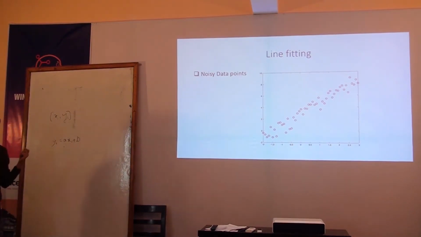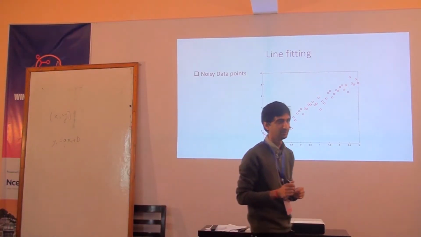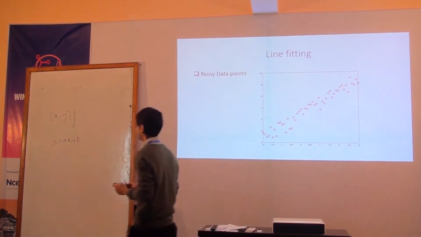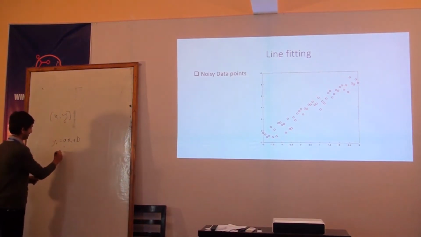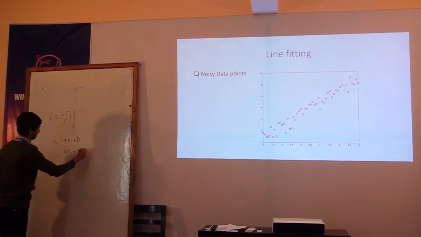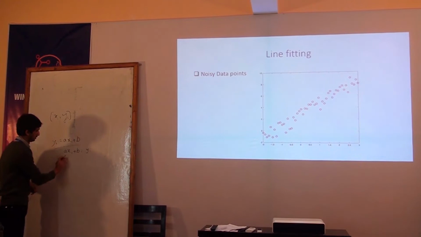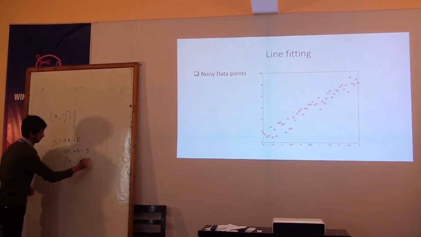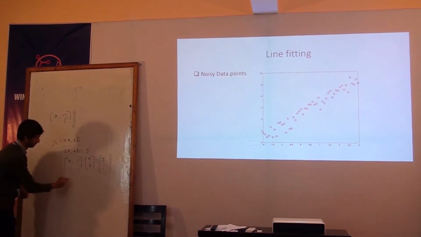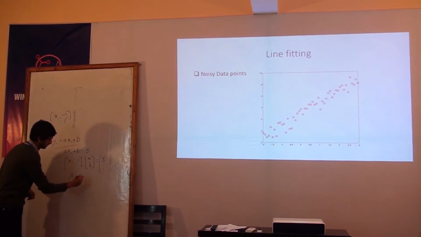Can you formulate a least square problem from there? Can anyone tell me what the variables are that you have to optimize? Yeah, a and b, right? I was just trying to confuse you by putting x and y here. So your A matrix will be, first let's put this: a xi plus b equal to yi. Then you have the matrix [xi, 1] times [a, b]. So this is your equation. Let's call it L.